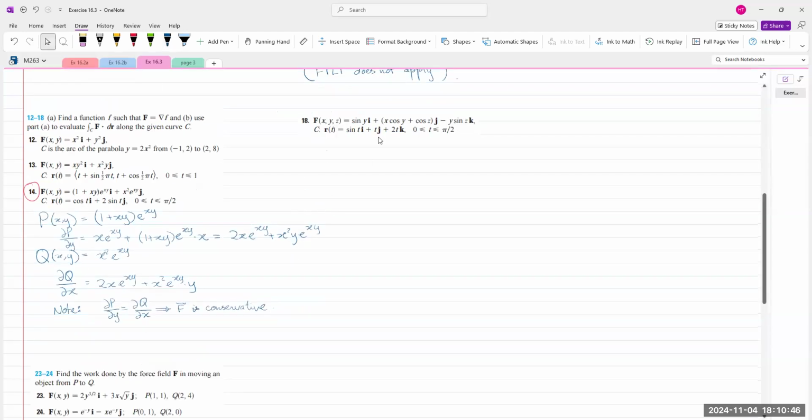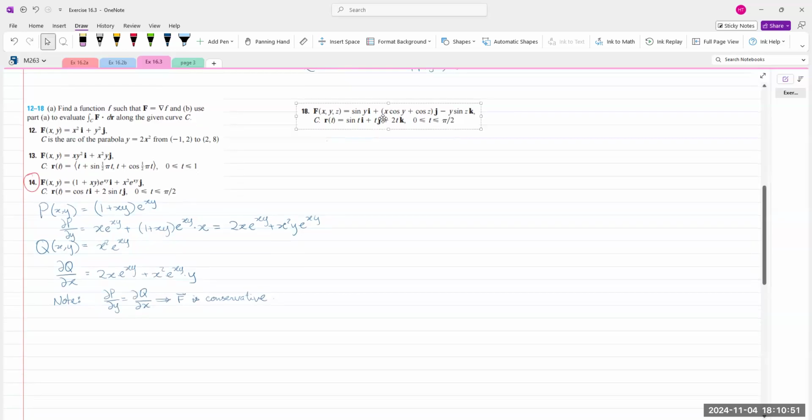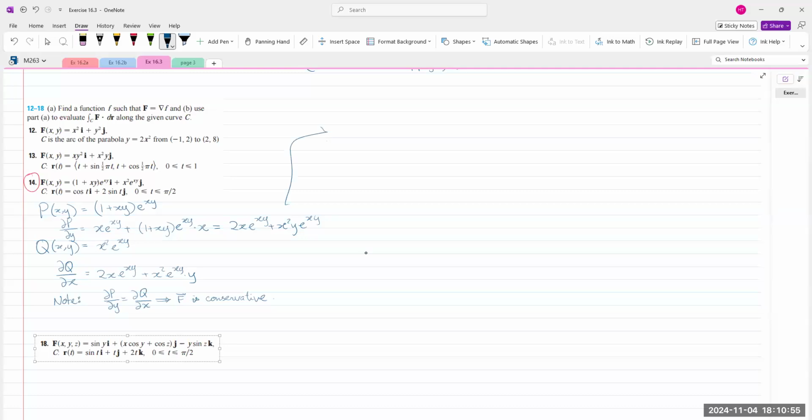Okay, let me do it on the right hand side instead. So I'll move this later. Now I continue here. The question is, find a potential function. Okay, then the potential function f(x,y) must be the integral of P(x,y) with respect to x, right?